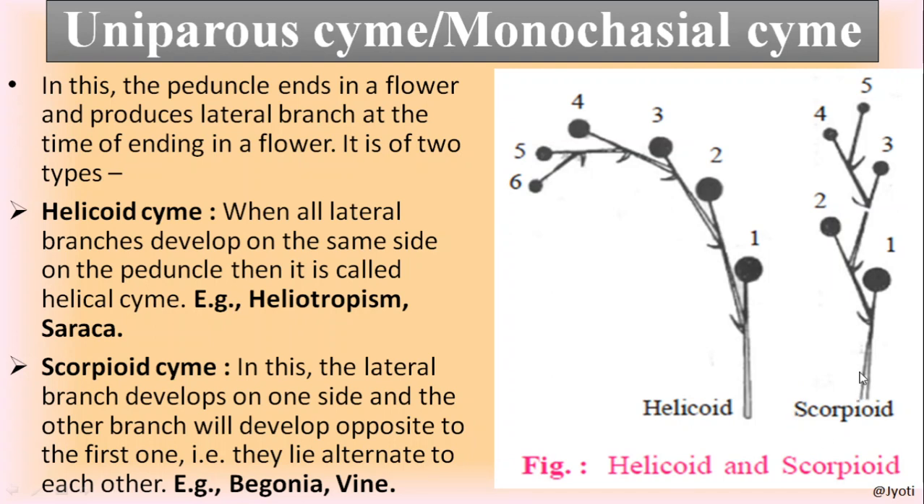But in scorpioid, you can see alternately the flowers are developed. This is first, second one is in this direction, left side, third one again right side, fourth one left side, fifth one right side. And the example of helicoid is Heliotropium, and the scorpioid cyme is Begonia and Vine.